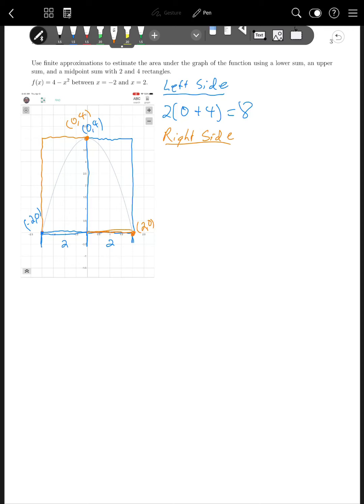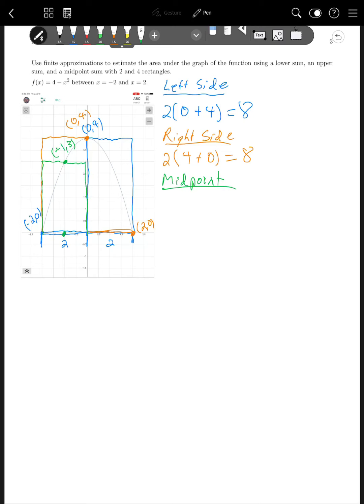And that's going to be the height of my rectangle for that region. So my width is 2 and my height is 4. And then for the second one, we're going to start on the right hand side of this interval, which is over here. So that's 2, 0. And so our second rectangle would be flat like that. And so if we add those two together, it would be our width, 2, times the sum of our heights. So 4 plus 0, which is 8.